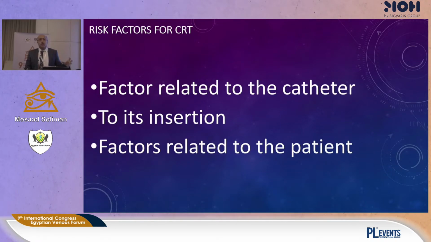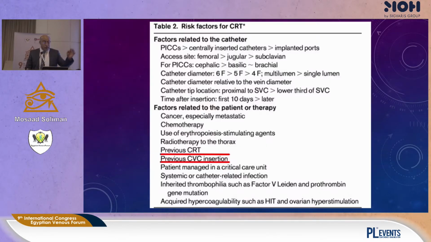What are the risk factors of thrombosis? We have three relations. The first is the patient himself with a risk of thrombosis. The second is the catheter related, and the third is the insertion site related.